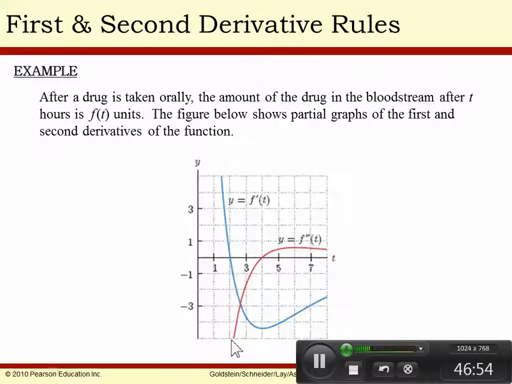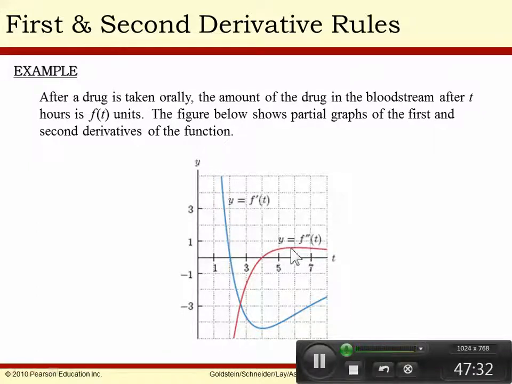Okay? And again, we're going to do some guessing. So 4 is where the second derivative crosses the x-axis. Is the function concave up or concave down to the left of 4? Right. The second derivative is negative if we're less than 4, so the function is concave down here. At 4, what is the value of the second derivative? 0.